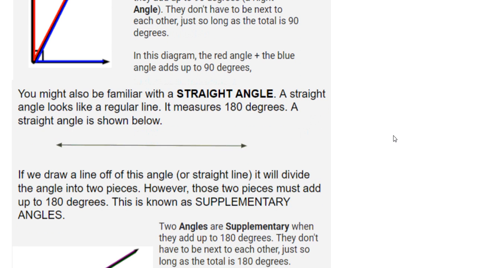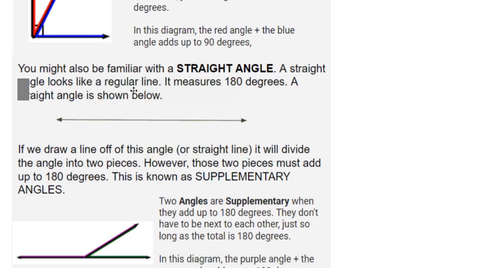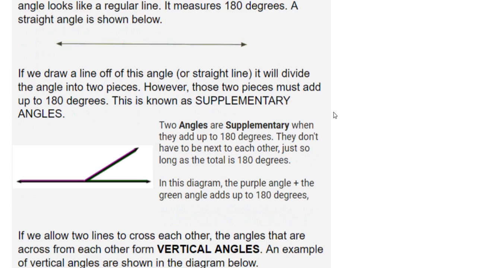You should also be familiar with the straight angle. It looks just like a straight line. A straight angle measures 180 degrees. When they say you did a 180, that means if you were pointing to the left, you're now going the complete opposite direction. When they say you do a 360, then you'd be right back to where you started.